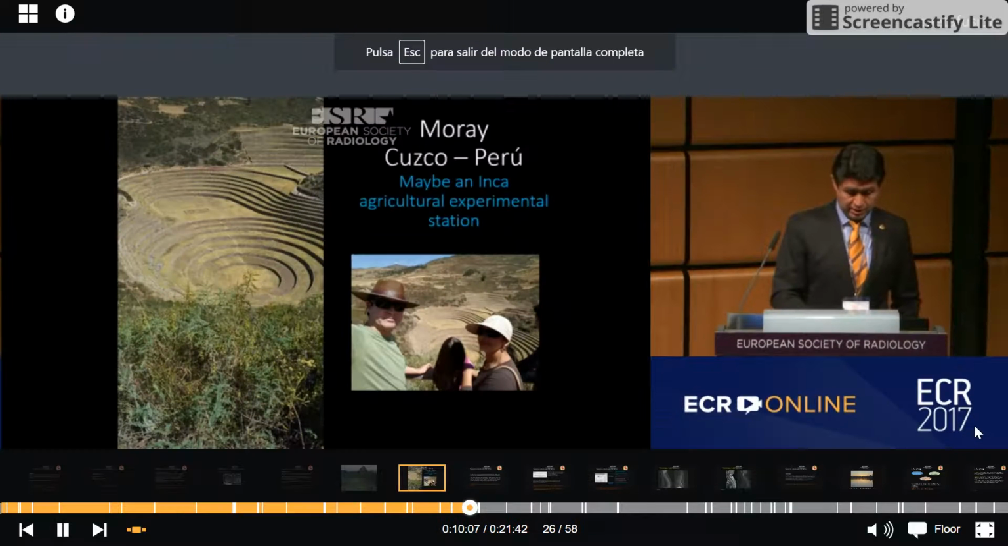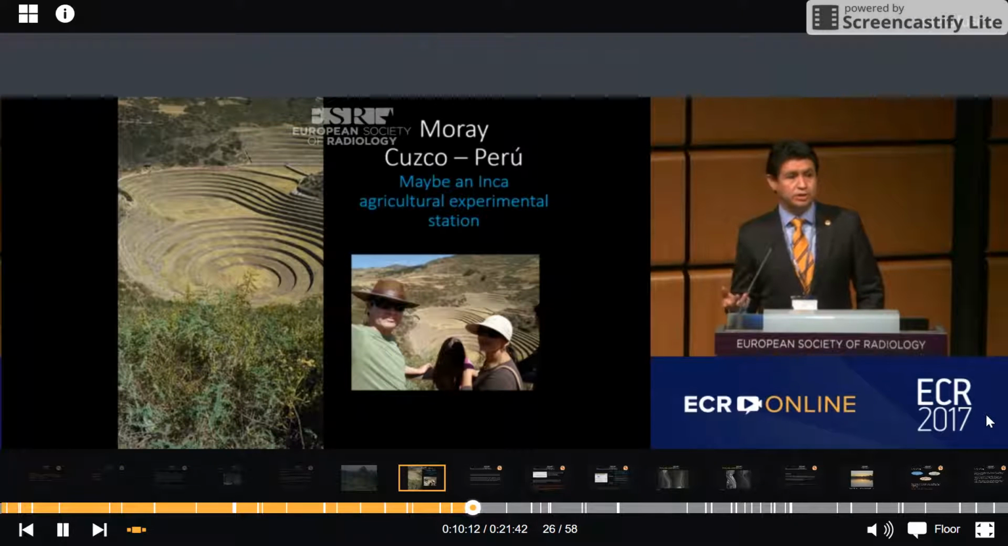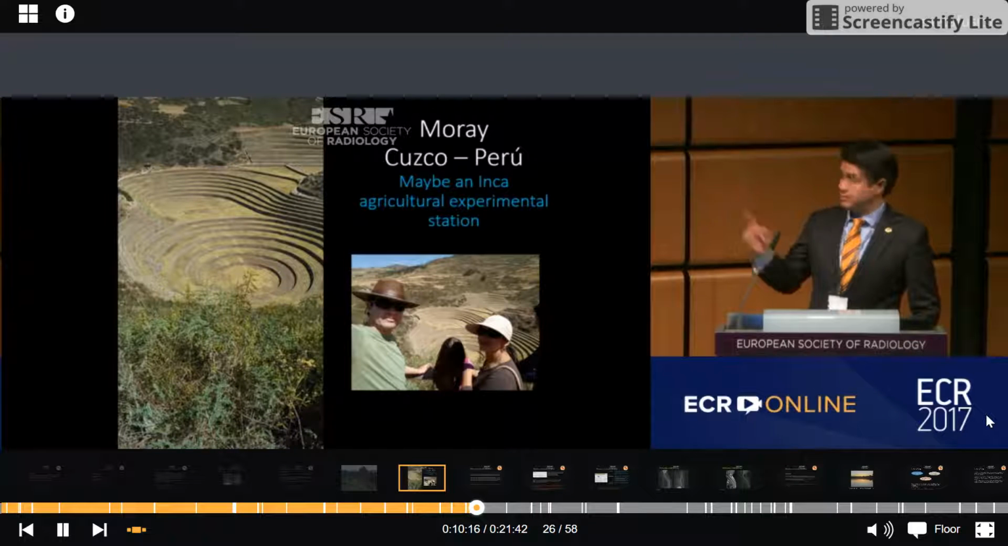This is another place in Cusco. It's a lovely place. Inca people developed the ability to adapt plants to different temperatures in places like this, Moray.